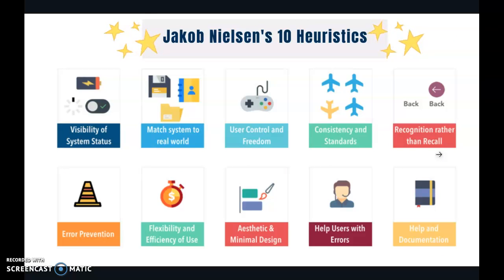The 10 heuristics are visibility of system status, match system to real world, user control and freedom, consistency and standards, recognition rather than recall, error prevention, flexibility and efficiency of use, aesthetic and minimal design, help users with errors, help and documentation. The best practice regarding doing a heuristic evaluation is to have a small set of evaluators examine the interface and judge its compliance with recognized usability principles. That is precisely what we did for this project.